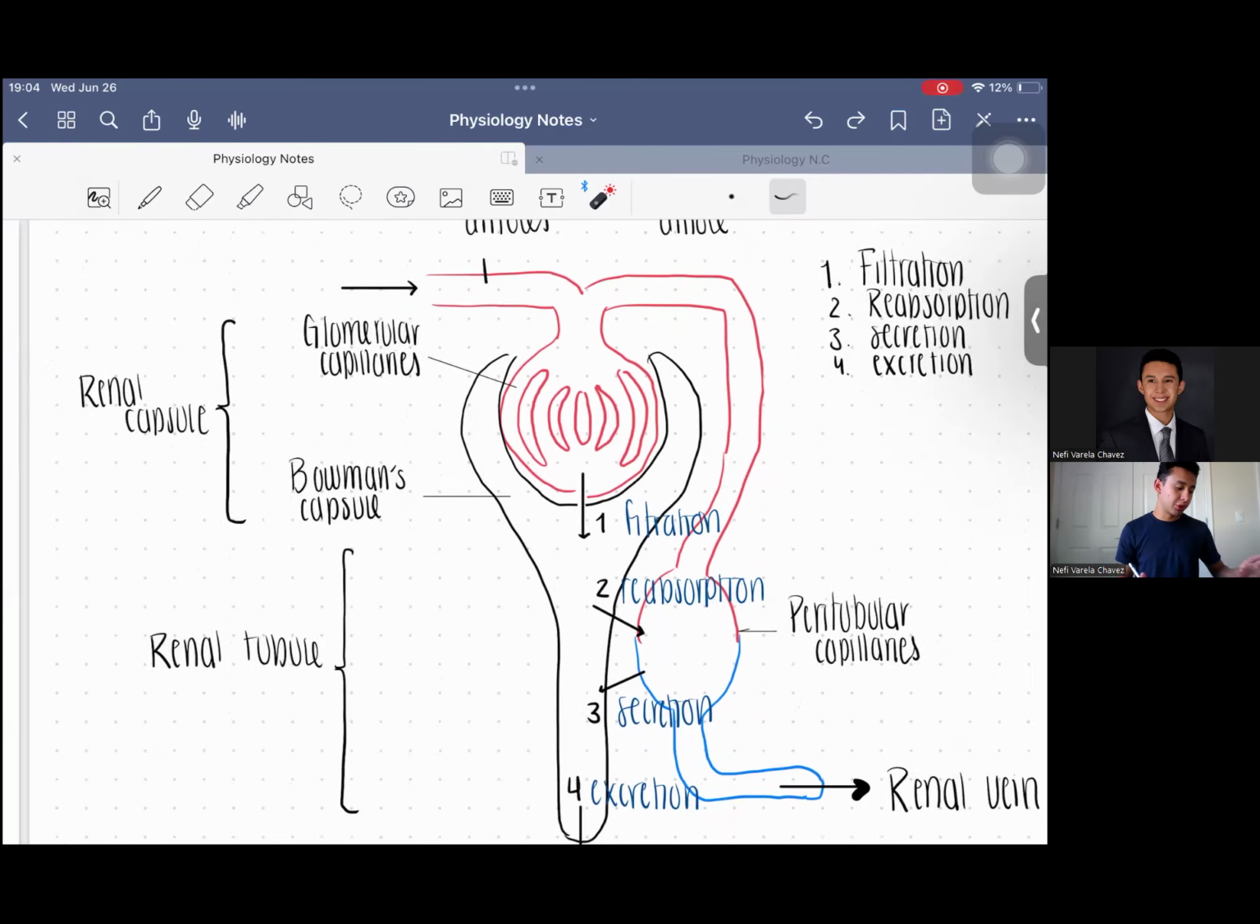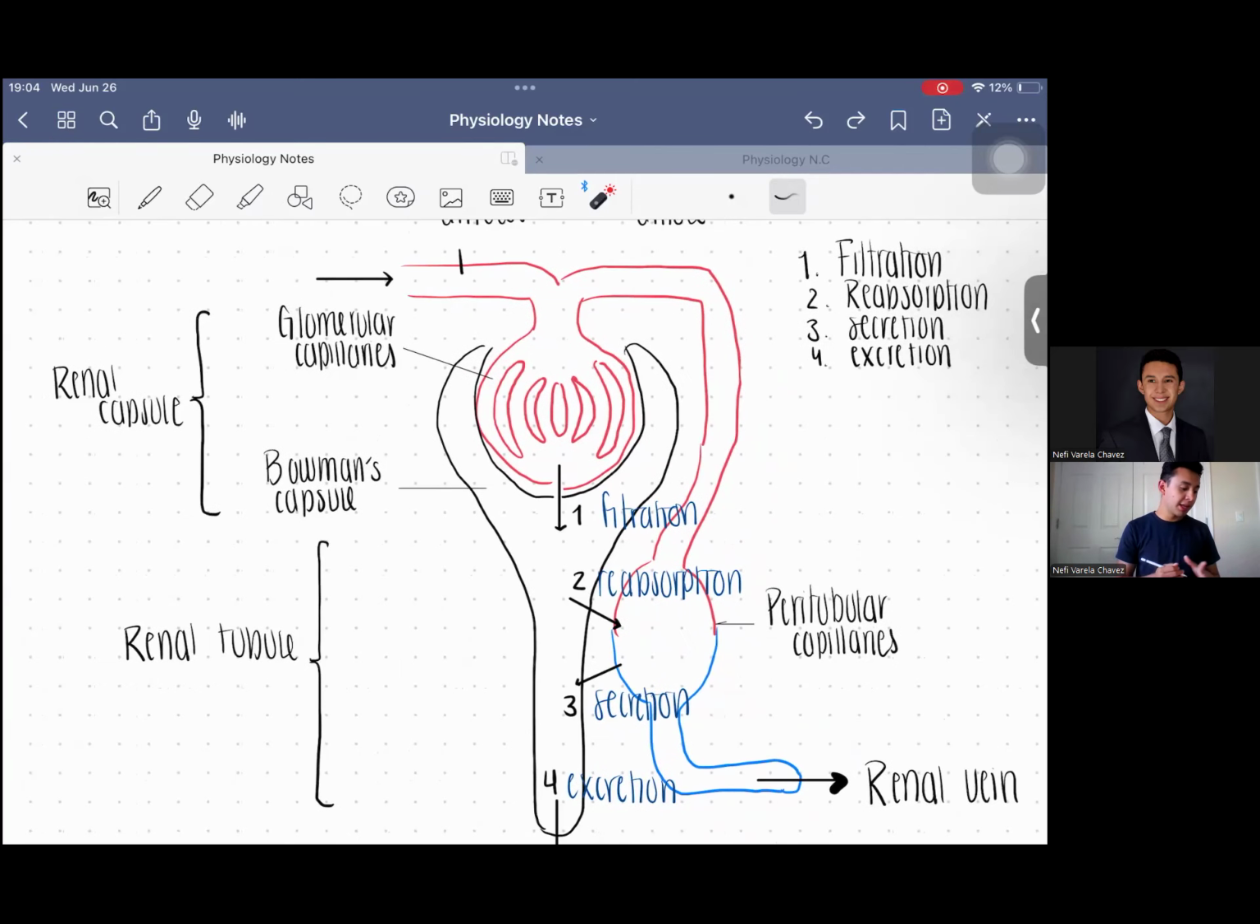So in the Bowman's capsule, the first step is going to be filtration. We're going to have some molecules, liquids, ions going from the vasculature to the nephron in the Bowman's capsule. So that's going to be called filtration, going from the vasculature to the nephron.